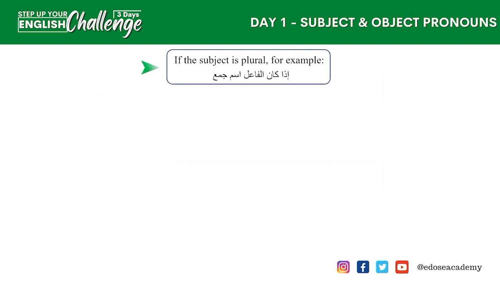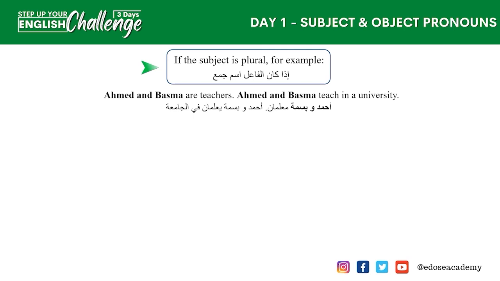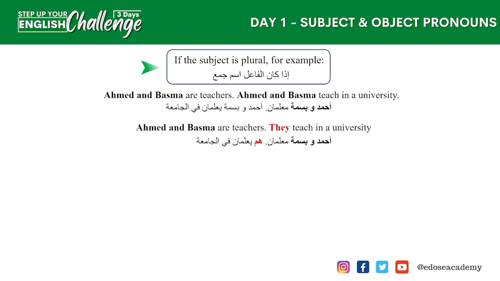Now, if the subject is plural, 2, 3, 4, or more people, we will say Ahmed and Basma are teachers. Ahmed and Basma teach in a university. Now, to replace Ahmed and Basma with a pronoun, we will say Ahmed and Basma are teachers. They teach in a university.